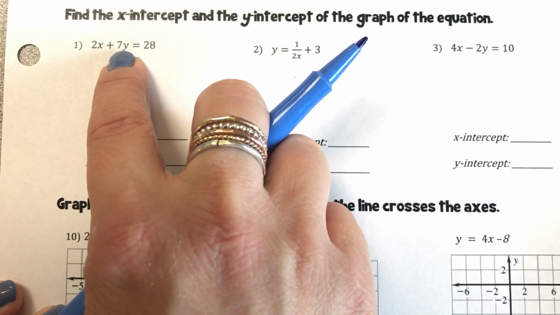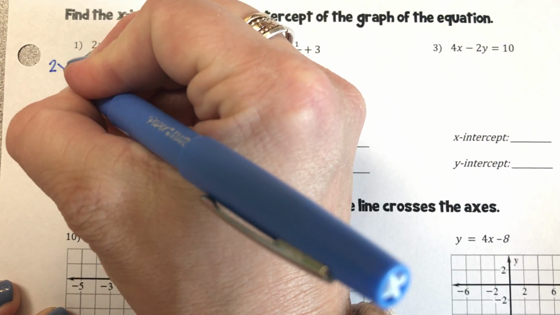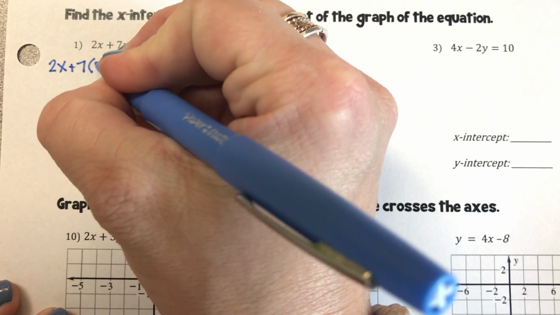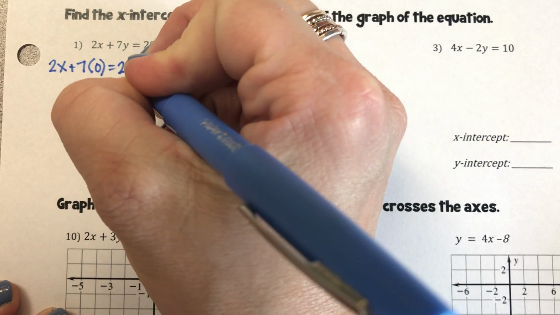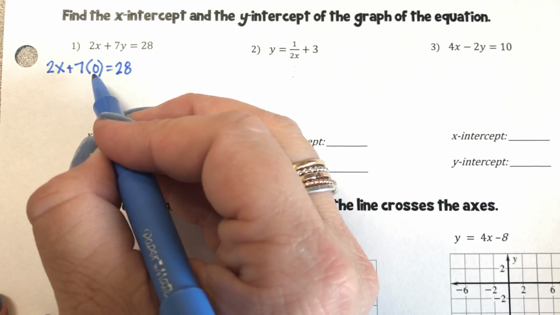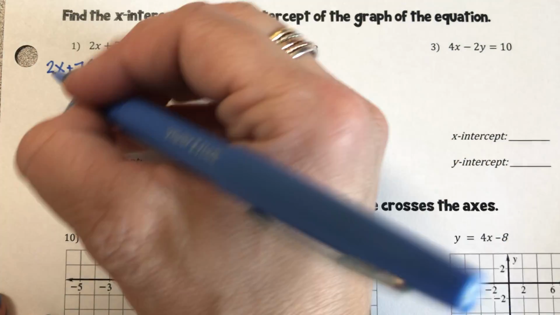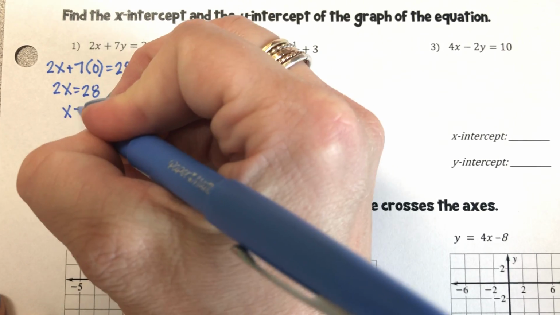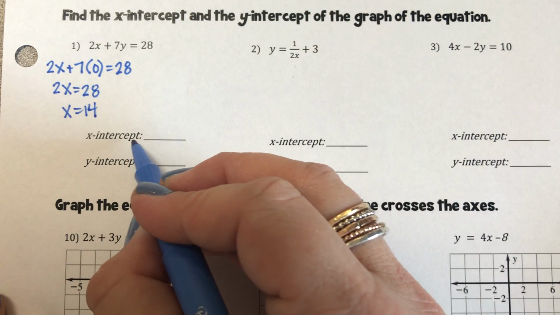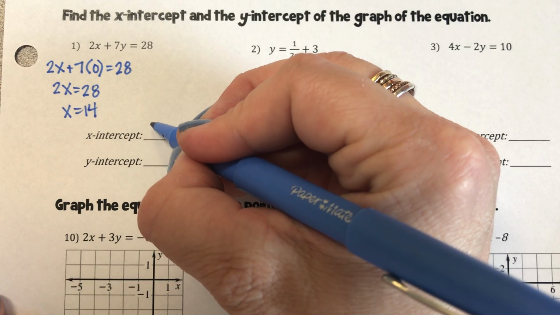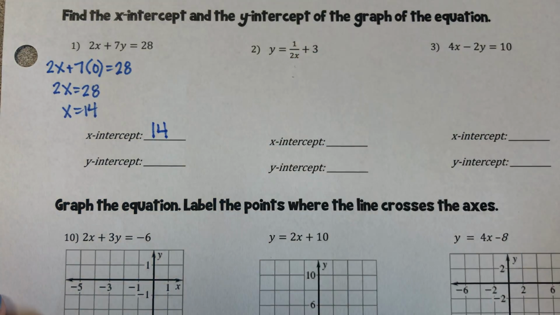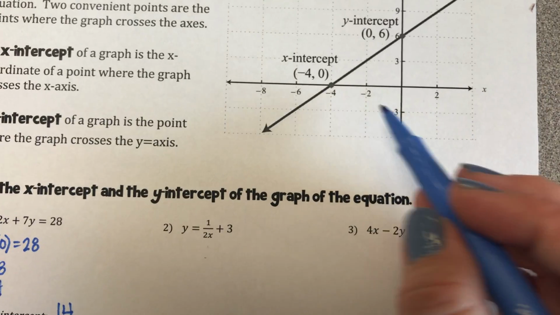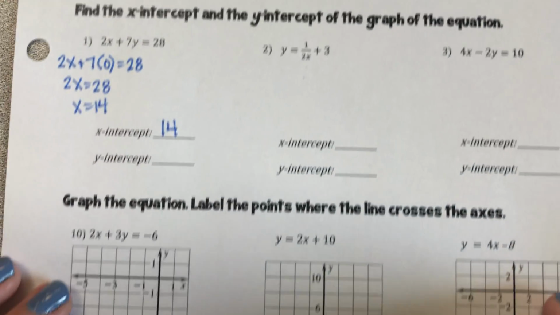So if I put a 0 in here for y, 2x plus 7 times 0 is 28, right? What's going to happen to that 7 times 0? It's just 0. I don't need it. So I get 2x is 28, so x is 14. So this is going to cross the x-axis at 14. If I were to go up here and draw it, it would be way over here at 14.